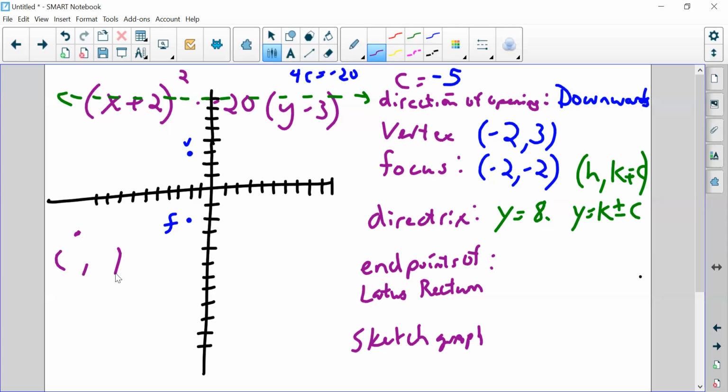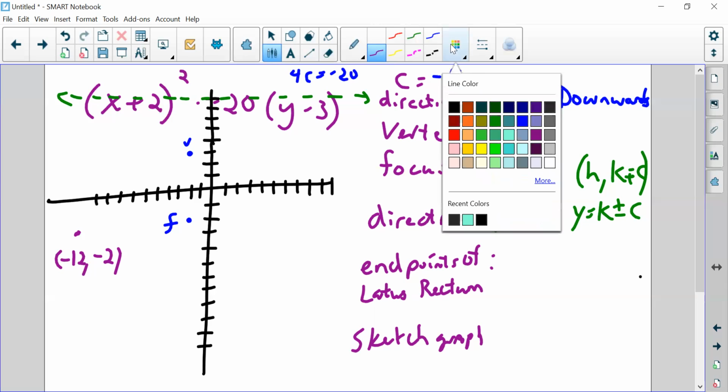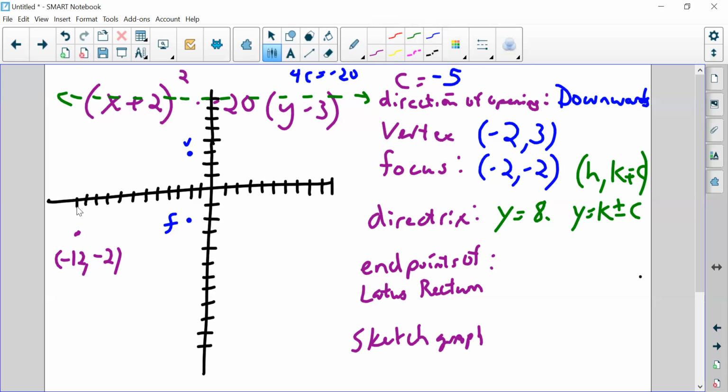What would be that ordered pair? (-12, -2). Write that here. Then I need to go adding from the same height. I'm going to go straight across 10, 2 times my C: 1, 2, 3, 4, 5, 6, 7, 8, 9, 10. What would be that ordered pair? (8, -2). So I have (-12, -2) and (8, -2).